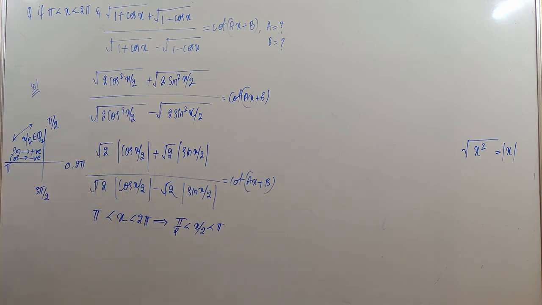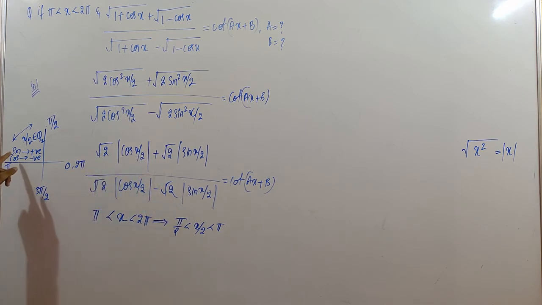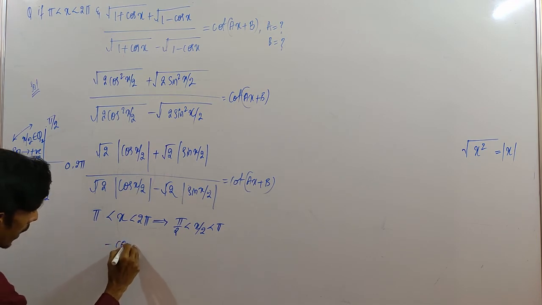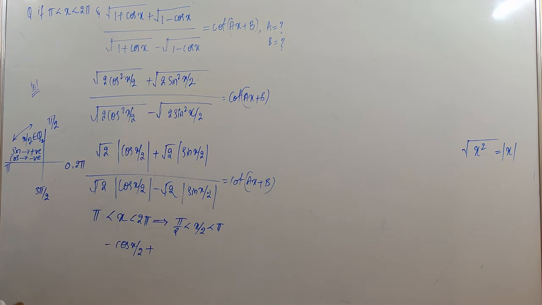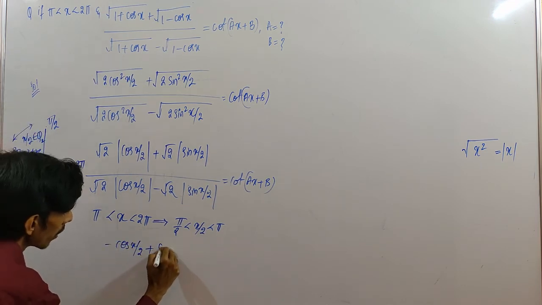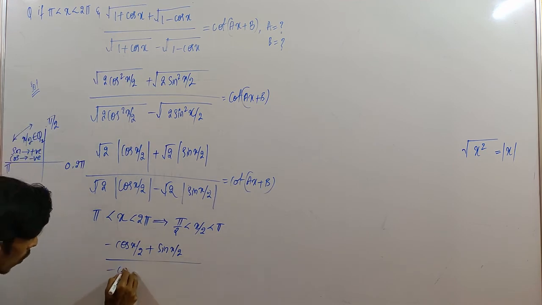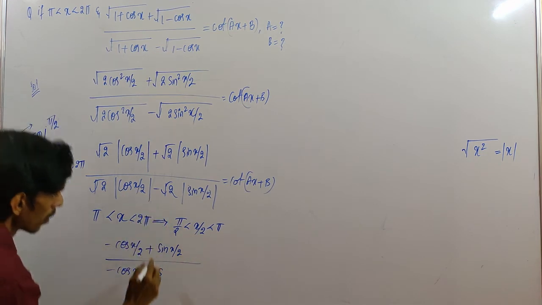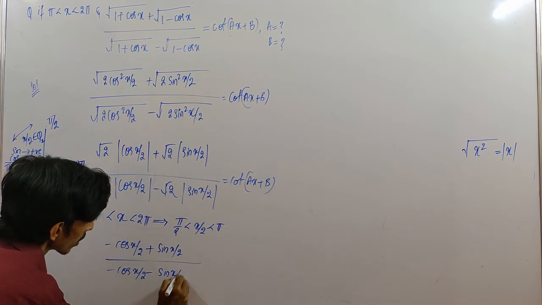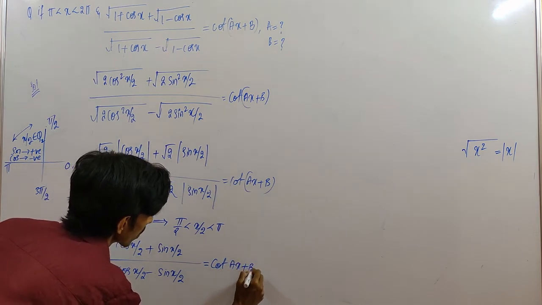So this root 2 will get cancelled. We have mod of cos, which is negative here, so mod cos is minus cos x by 2, plus mod sine, which becomes positive since sine is positive, so sine x by 2, divided by minus cos x by 2, minus sine x by 2, is equal to cot(ax plus b).